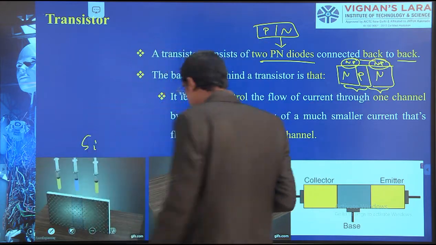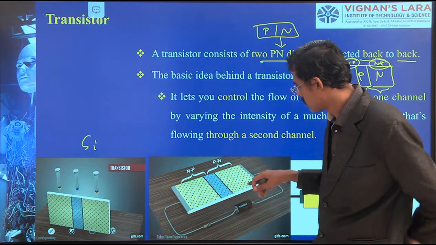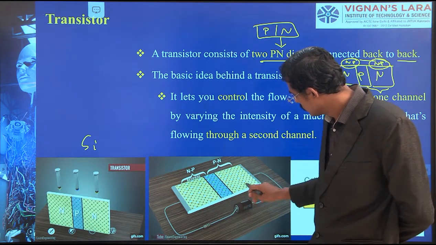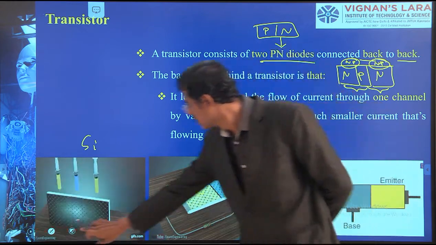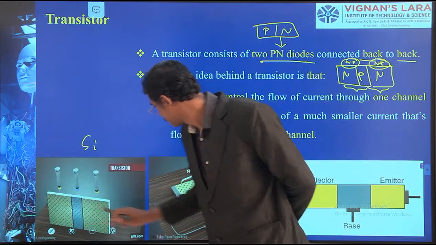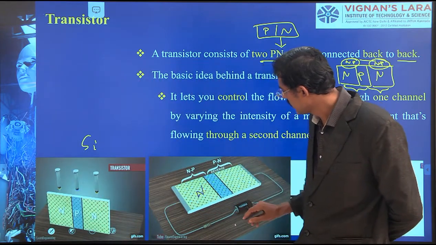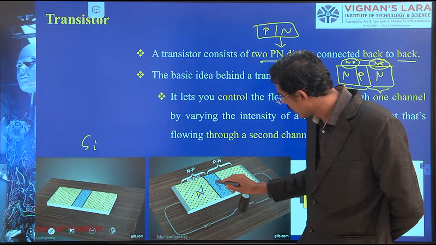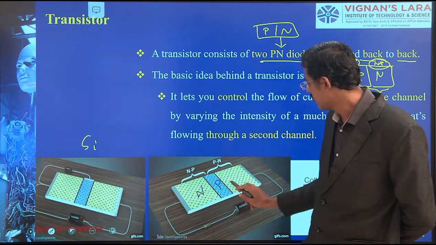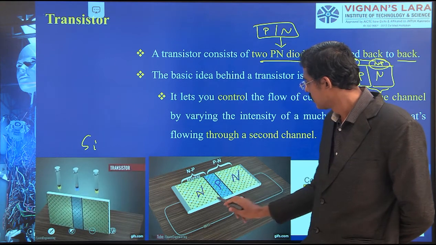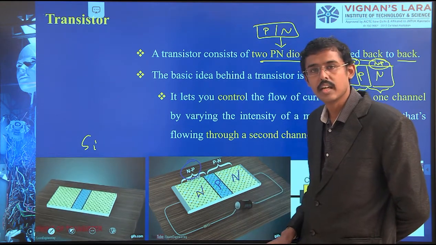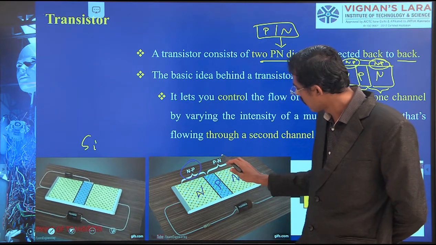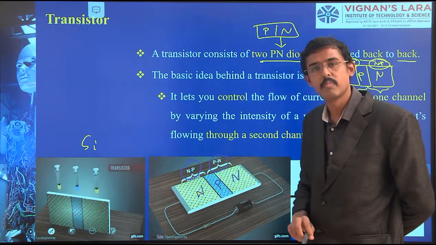That is what is shown in this animation also. So I have taken two. You see, one is doped with N, one is doped with N, and at the center we have doped with P, and again here we have doped with N. So this forms one NPN junction, and one more I am forming as a PN junction.